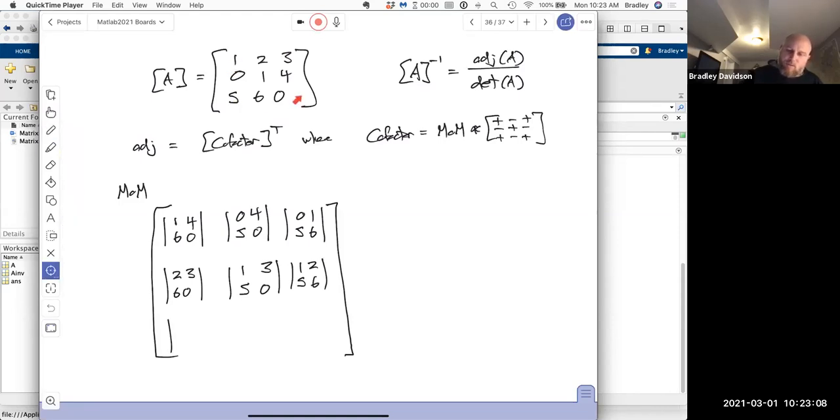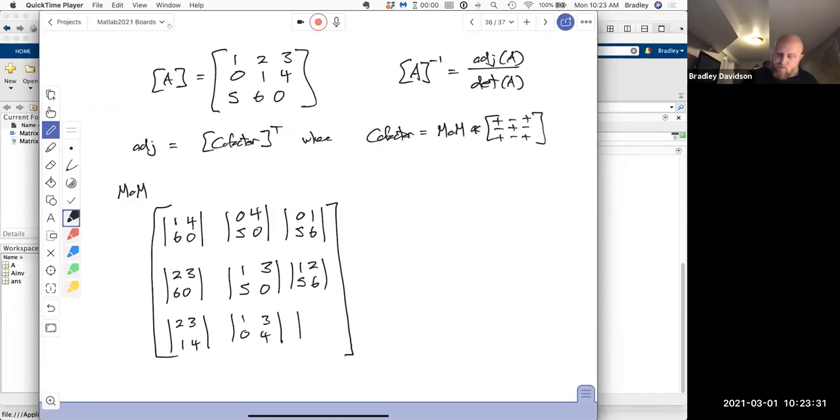Cover up our first column, last row, and we get 2, 3, 1, 4. Cover up our middle column, last row, we get 1, 0, 3, 4. And then cover up our last column, last row, and what's left is 1, 2, 0, 1. Okay.